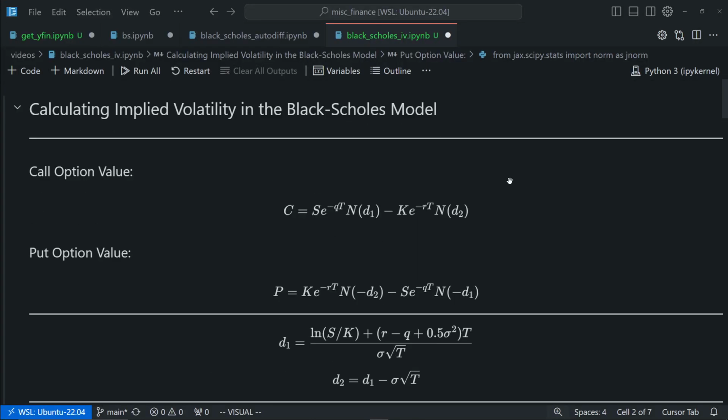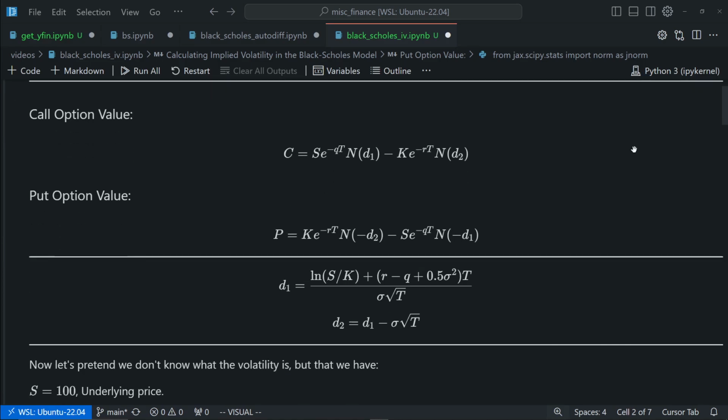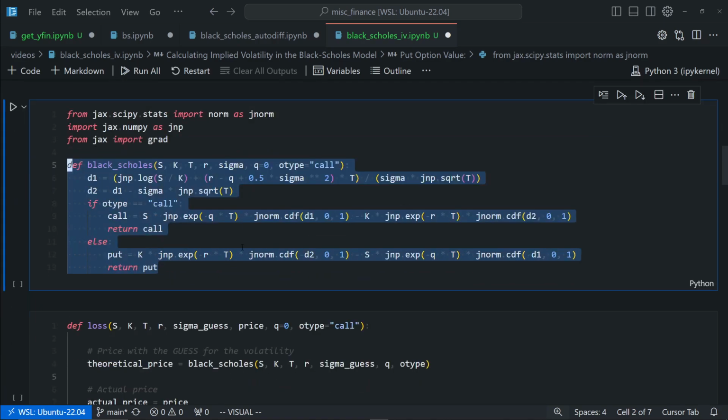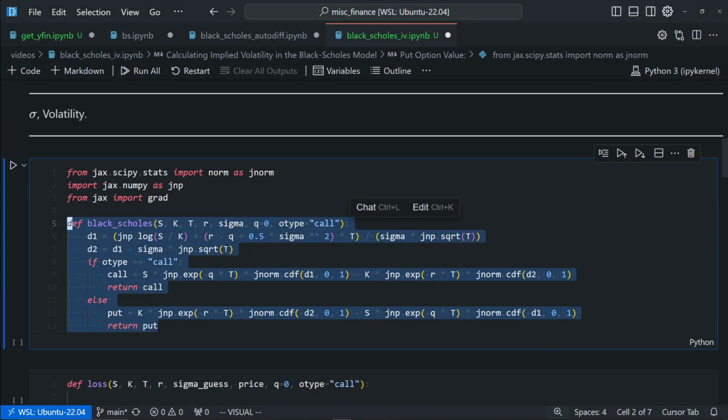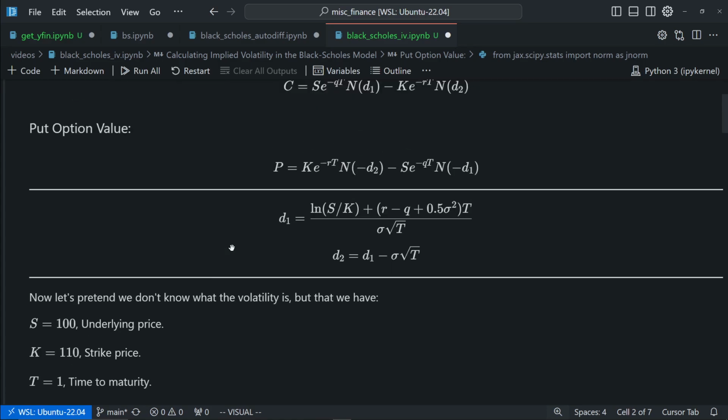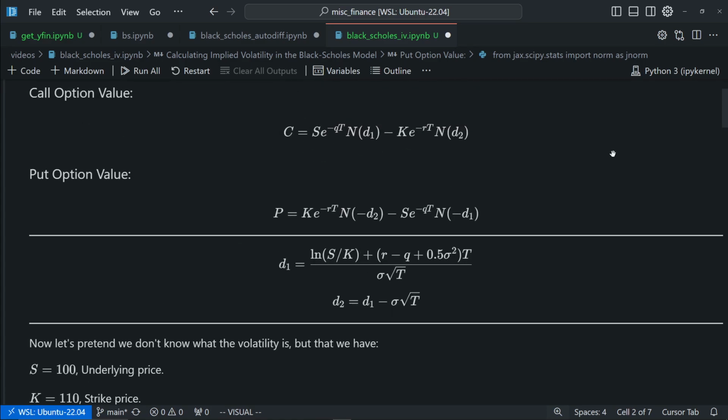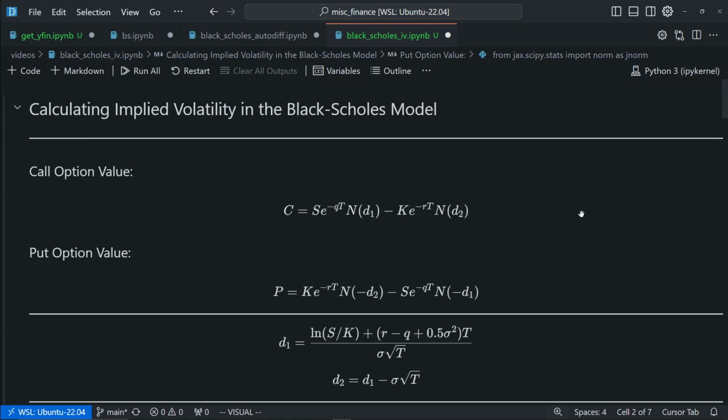All right, so in this video, I want to show you how you can calculate the implied volatility using the Black Scholes model, a theoretical pricing model for options. In my last video, I showed you how to implement this in Python, as well as implement the Greeks using automatic differentiation. So check that out after this video if you're interested, but you don't need it to understand this video. I'll briefly overview the model for you.